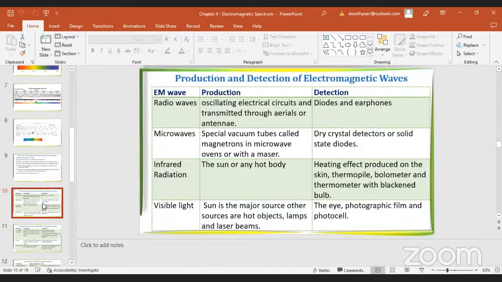So let's start with radio waves. How are radio waves produced? The production is by oscillating electric circuits.